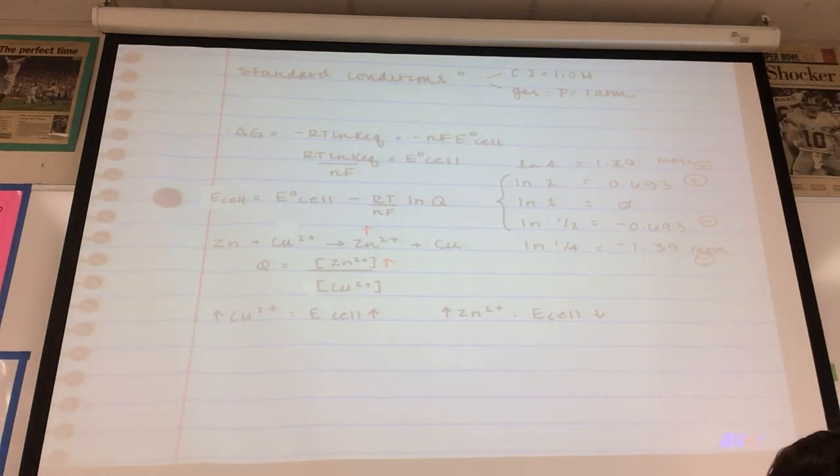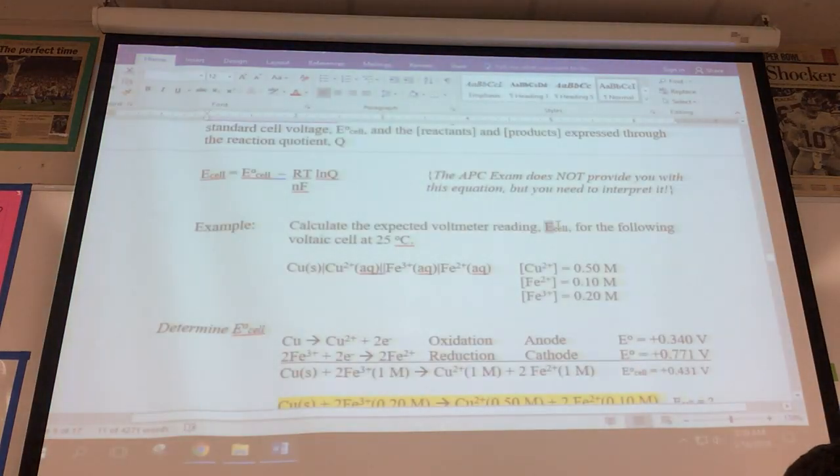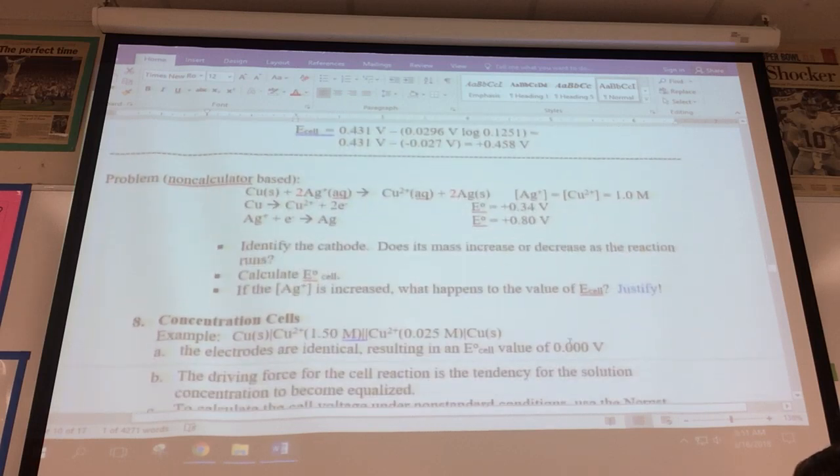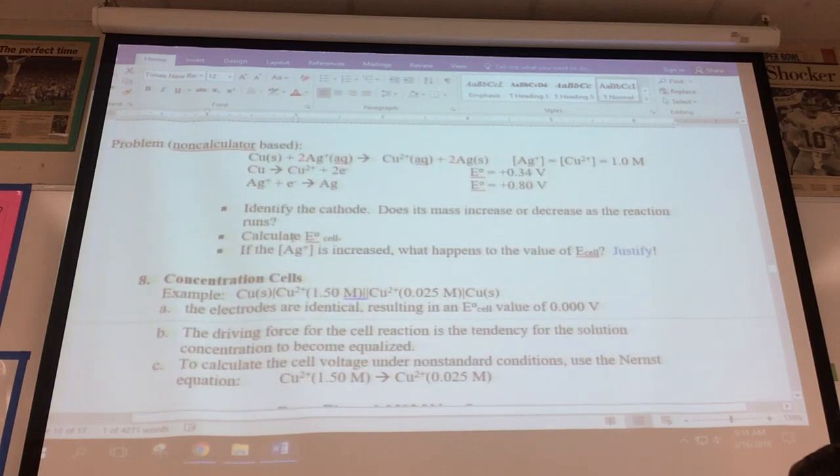Years ago, you used to have to calculate Ecell under non-standard conditions when we altered the concentrations. You will not be asked to do that, so we're not going to do that example. This would be a problem that would be non-calculator based, although if you had a justification, it would be in part 2. Take a look at this problem.